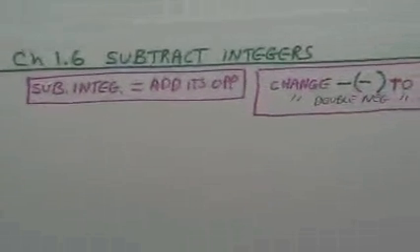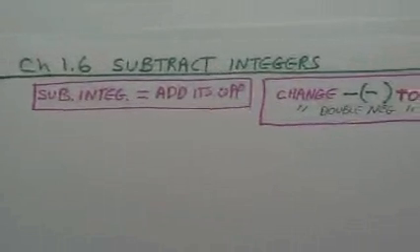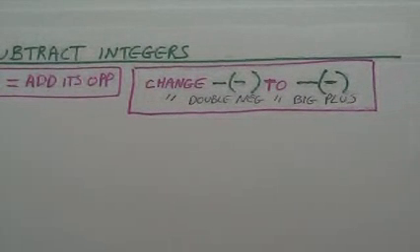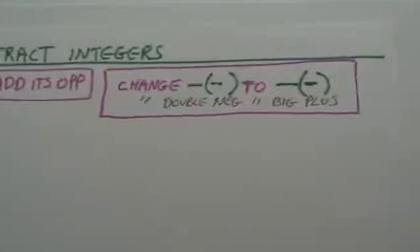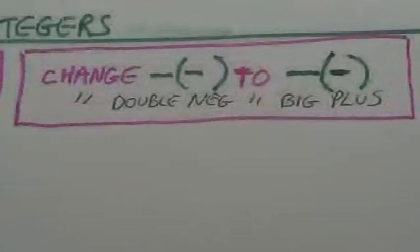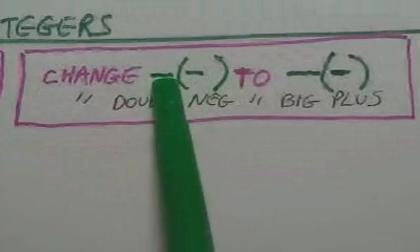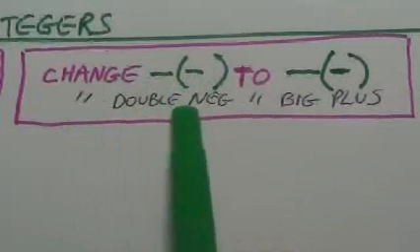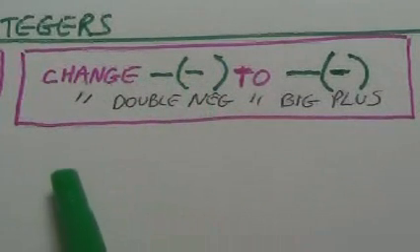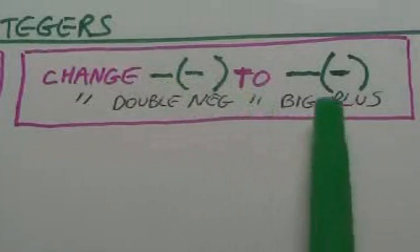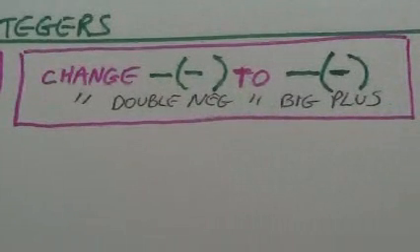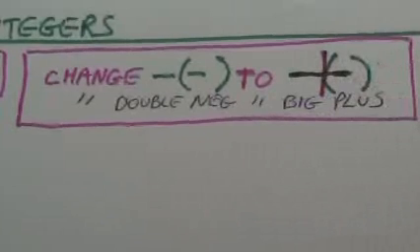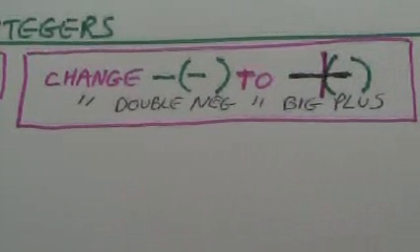Here is the other rule to keep in mind. Let me enlarge this for you. So it's a change: two minuses like this, a negative and a minus, or a minus and a negative, or I'm subtracting a negative. Change a double negative. That's a double negative, that's what I like to call it anyways. Change a double negative to a big plus.